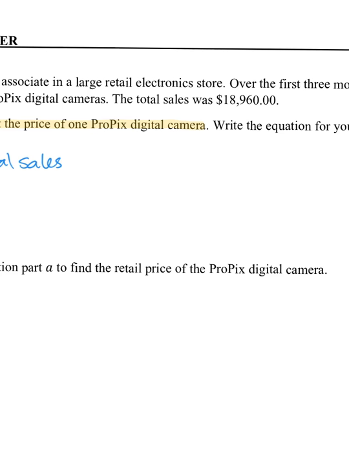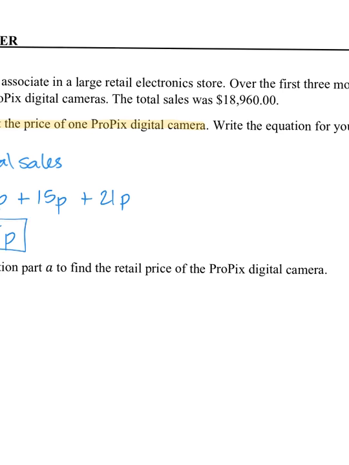But we didn't just sell 12 cameras, we sold 15 and 21. So we have 12 times however much they each sold for, 15 times however much they sold for, and 21 times however much they sold for. And now those are all like terms, so we can go ahead and add them up. 12 plus 15 plus 21, 48. So T equals 48P. And there we have my equation in terms of total sales.